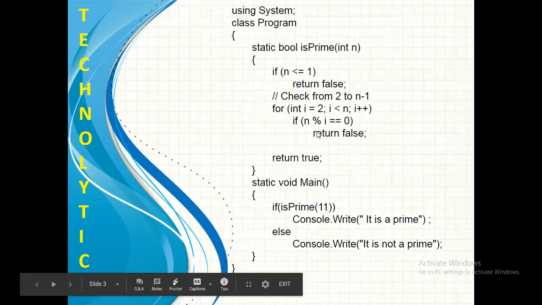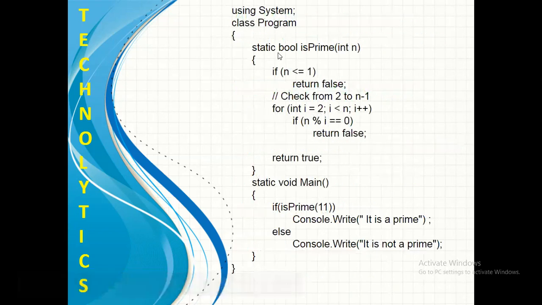Let's move on to the C# program. Here on top, we have introduced one namespace, System. Inside this, we have created one class, Program, and inside this Program, we have defined one method with the name isPrime. This method is returning a Boolean value. A Boolean value is either true or false. Inside this method, we are passing one parameter with the integer data type.